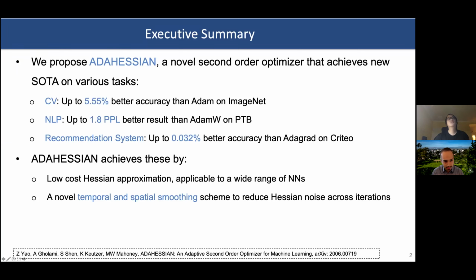And what are the basic ideas? There are two ideas. There is a low-cost Hessian approximation using Hessian diagonals, which is applicable to a wide range of neural networks, and you don't need very complex machinery to code this up. The other one is a novel temporal and spatial smoothing scheme to reduce Hessian noise across iterations. This is very similar to what we're doing with momentum for SGD. When we apply momentum, we're computing a momentum for the gradient. This is a somewhat equivalent version of it for computing the momentum of the Hessian.